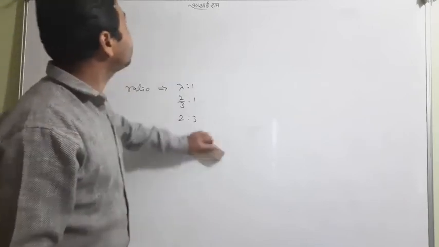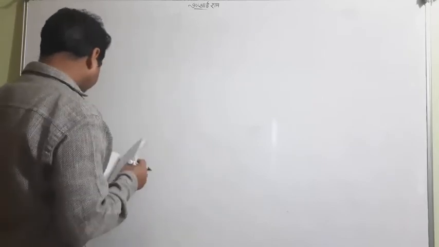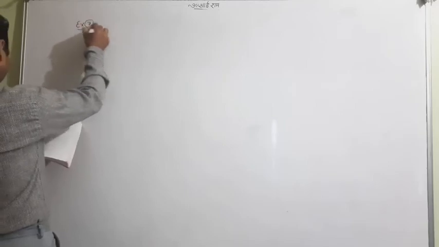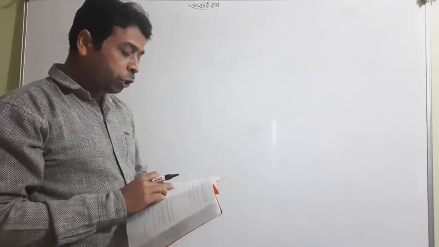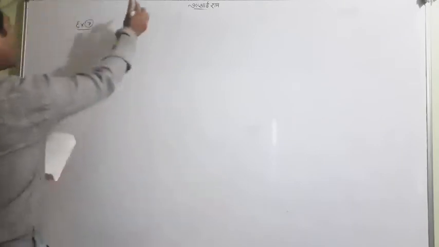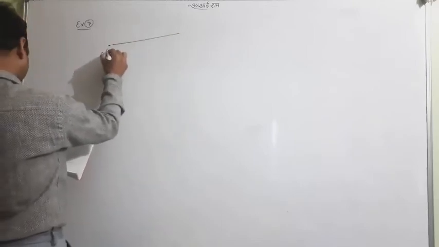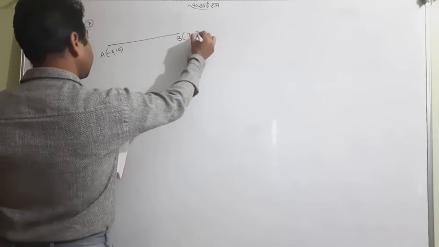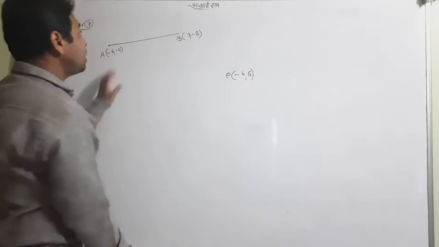Okay, now I can tell you one question. Look at example number 7. In what ratio, read the question, in what ratio does point (-4, 6) divide the segment AB? Both are given. Suppose I am making the picture. A is (-6, 10) and B is (3, 8). At any point, (-4, 6) divides AB.